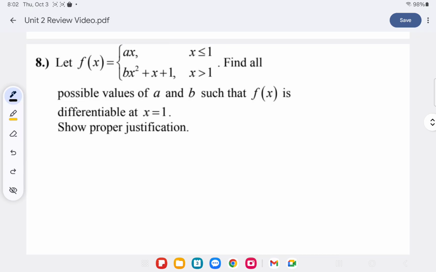All right, the next one, we're finding the values of a and b so that f of x is differentiable. So not just continuous, we want it to be differentiable at x equals 1. So in order to be differentiable, first we do need it to be continuous. And in order for it to be continuous, we need these two functions to equal one another when x equals 1. So if we need them to equal each other when x equals 1, I'll just go ahead and plug in a 1 for x.